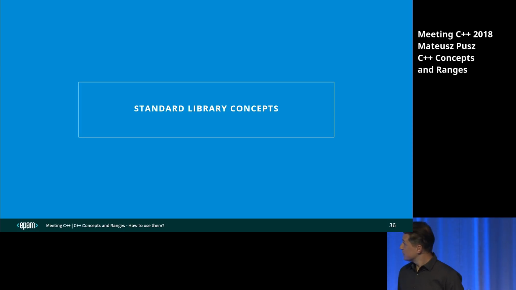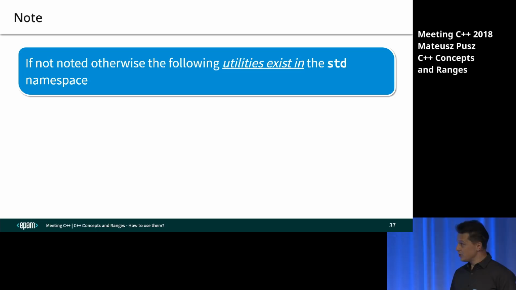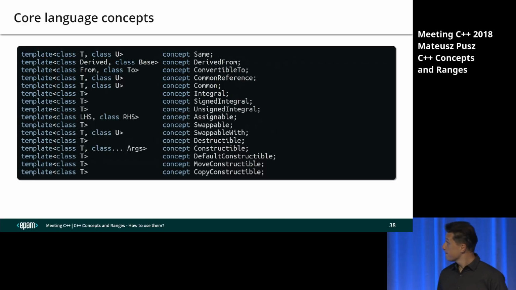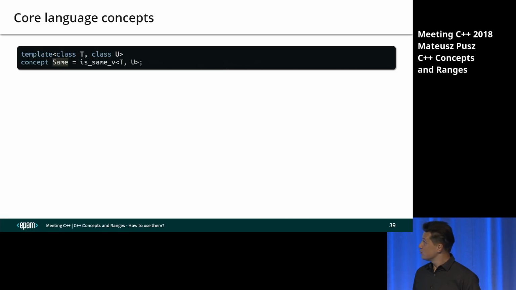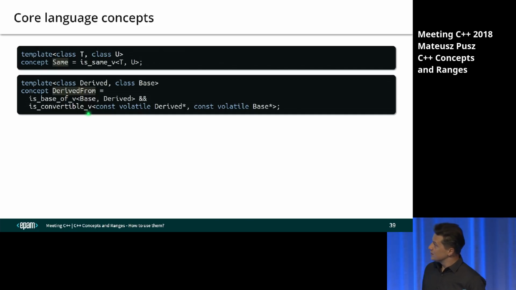So let's see some examples of concepts from the standard library. If not noted otherwise, all of those utilities will exist in the std namespace. So this is the list of core language concepts. We have same_as. It is really simple. It just uses a type trait. We have derived_from. Derived_from uses a type trait and is_convertible. So you can see it's not exactly the same as is_base_of, because it demands our class to be publicly inherited from the base.